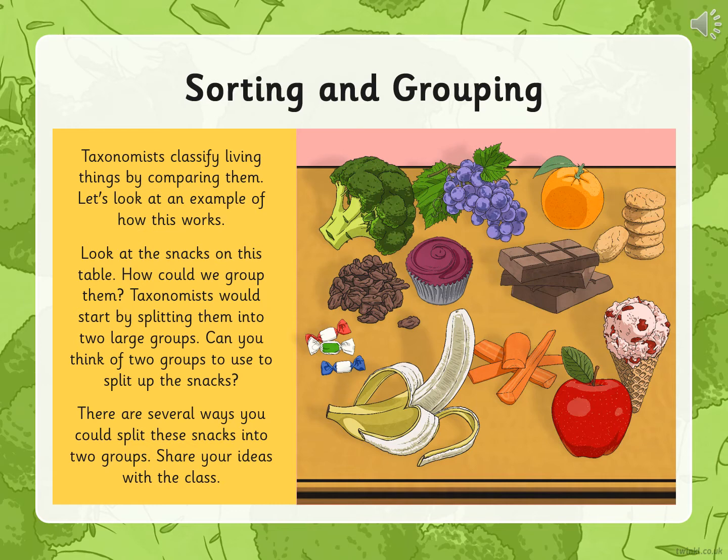Look at the snacks on this table. How could we group them? Taxonomists would start by splitting them into two large groups. Can you think of two groups to use to split up the snacks? There are several ways you could split these snacks into two groups. Pause the video and have a think. Make notes in your home learning book.